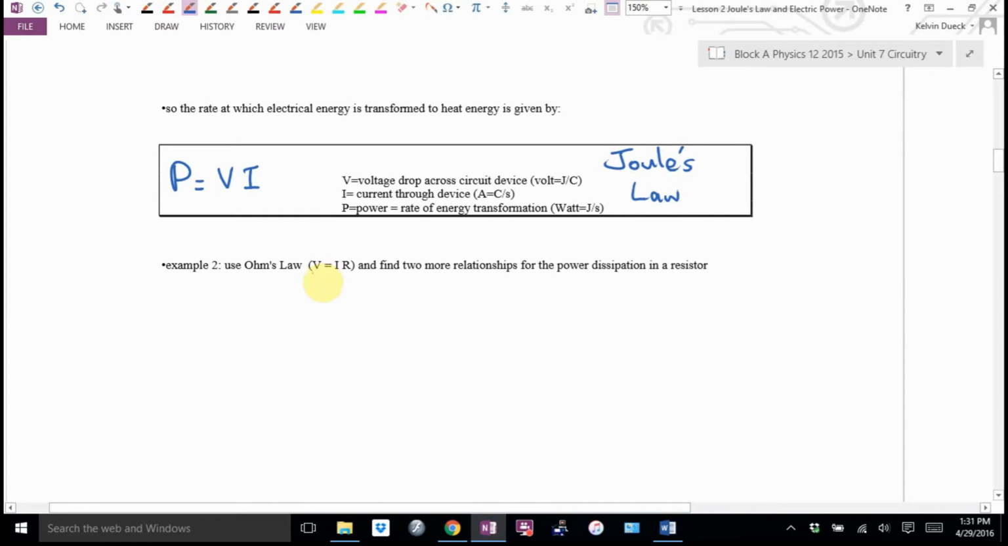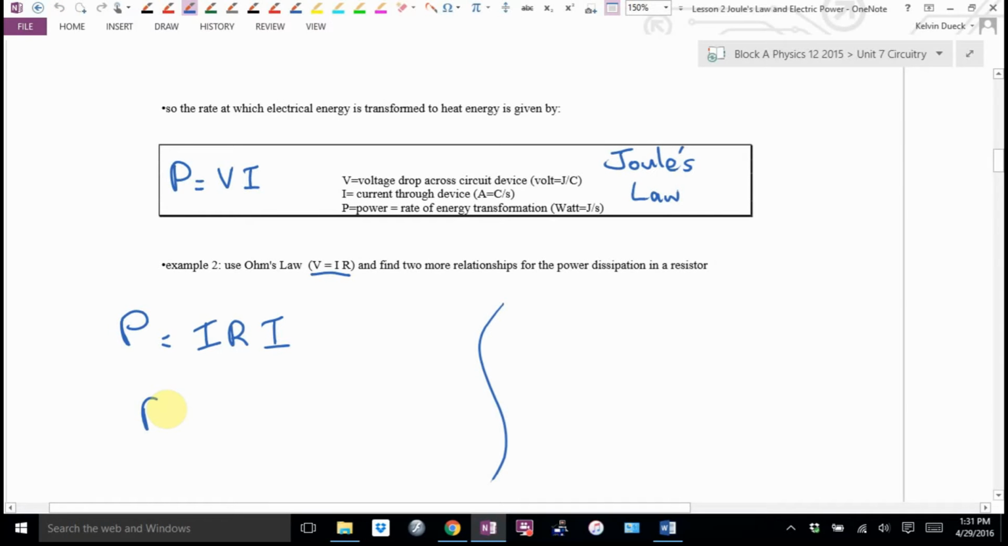Ohm's law was V equals I times R. Wherever I see a V, what can I replace it with? V is the same as what? That gives us another version. Power is also I times R times I. Except instead of writing IRI, what's an easier way to write I times I?